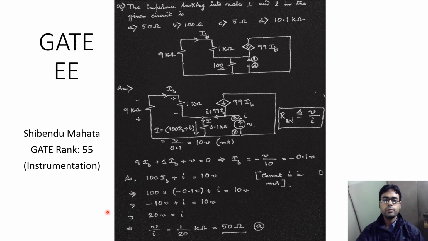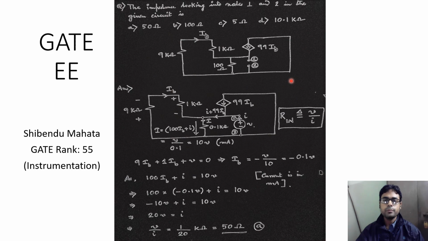This is a GATE problem from electrical engineering, and it's from the circuit theory module. So the question is stated as follows. The impedance looking into nodes 1 and 2 in the given circuit is: option A, 50 ohms; option B, 100 ohms; option C, 5 ohms; and option D, 10.1 kilo ohms. And this is the corresponding circuit.